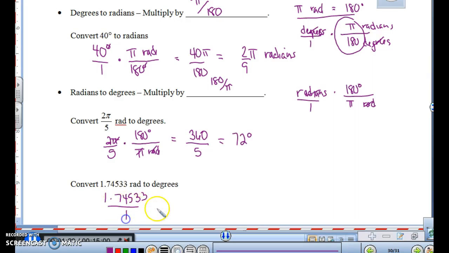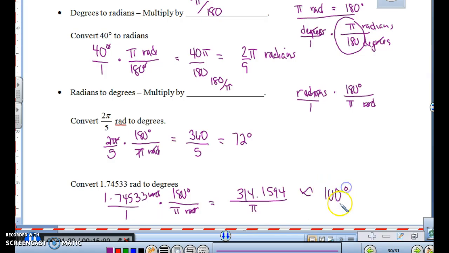1.74533, put it over 1, just keep it lined up, times pi down here, radians, over 180 degrees. This is in radians. Radians cancel radians. Multiply these together and divide by pi. This comes out to be approximately 314.1594 over pi, and then you put this in your calculator, and it comes out to be approximately 100 degrees.